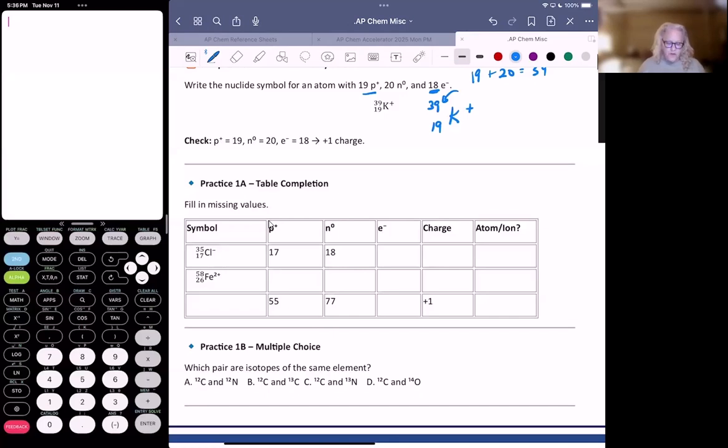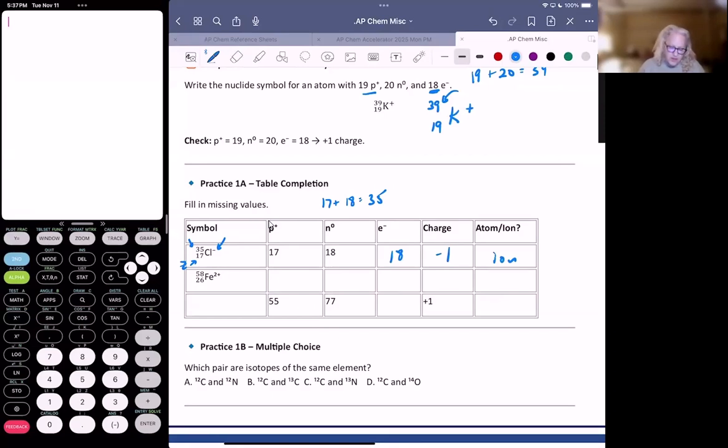In our first row, they're telling us it's chloride, an atomic number, Z, of 17, and a mass number of 35. That means there are 18 neutrons. That's already filled in here because 17 plus 18 is 35. The number of electrons, notice it's a negative charge, so that's one more electron than protons. The charge, of course, is -1, which makes it an ion.